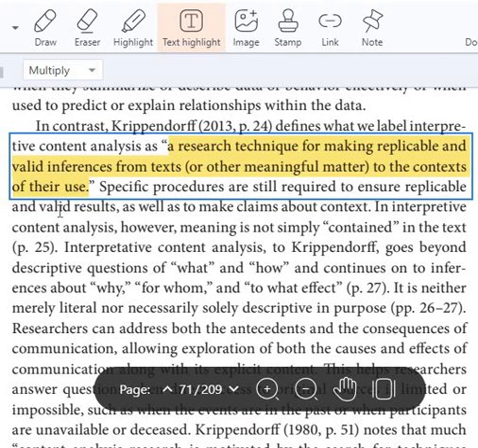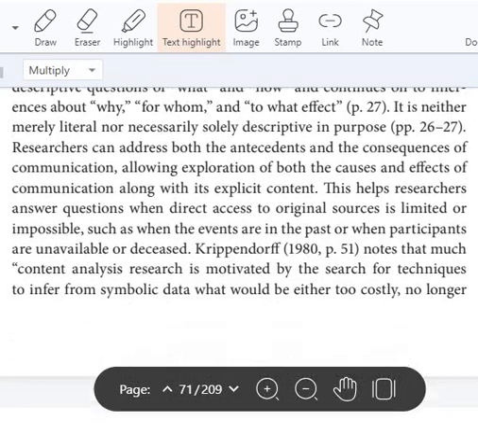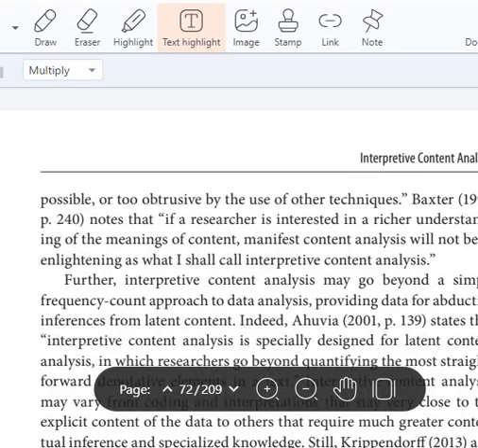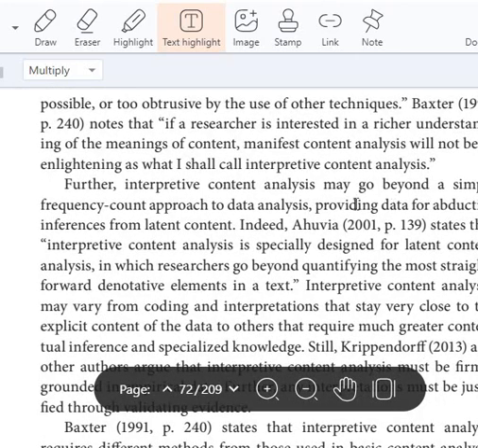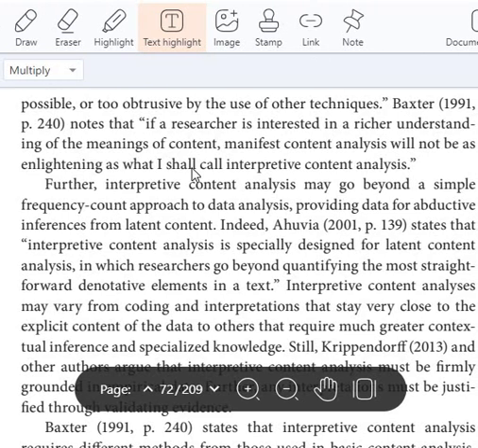Let's go now to the third page. Here we should understand that we're not counting words, okay? So this is unlike the basic content analysis. It goes beyond a simple frequency count approach to data analysis, providing data for abductive inferences. Here we've got the abductive inferences from latent content, okay?